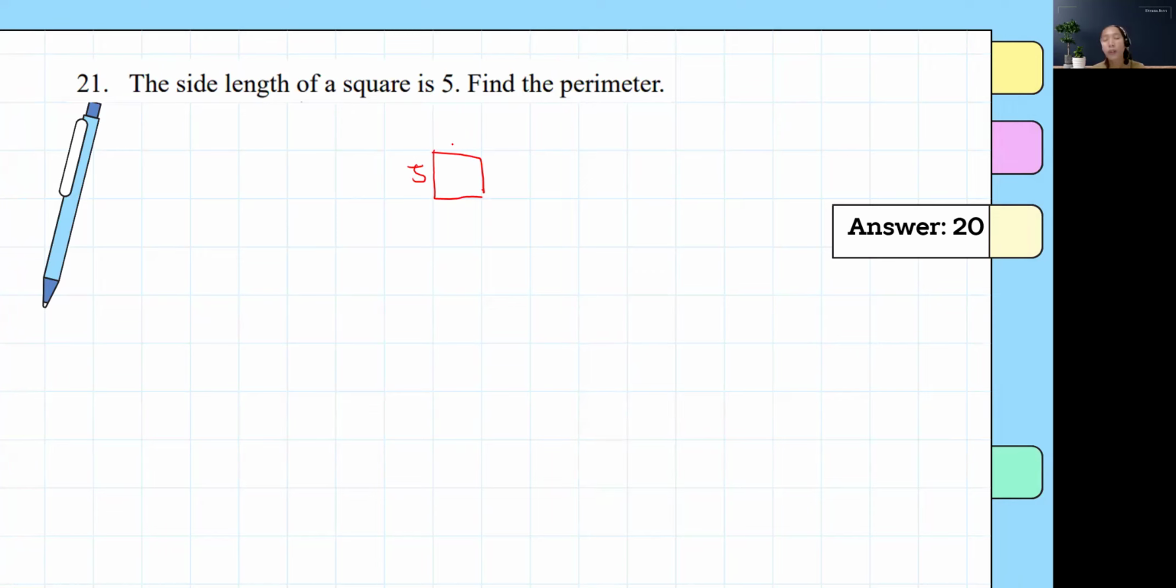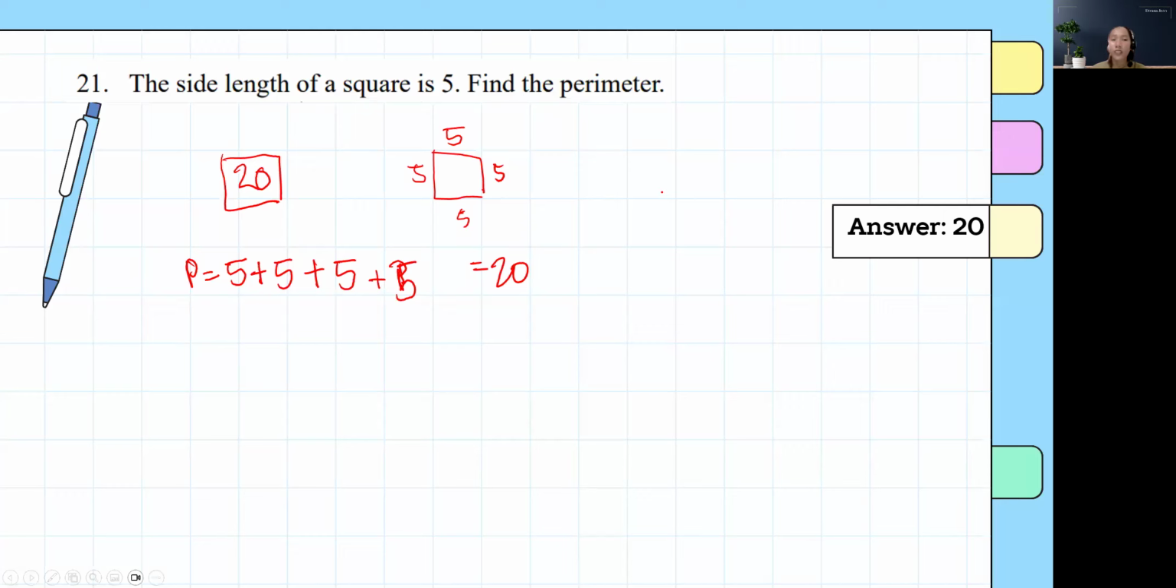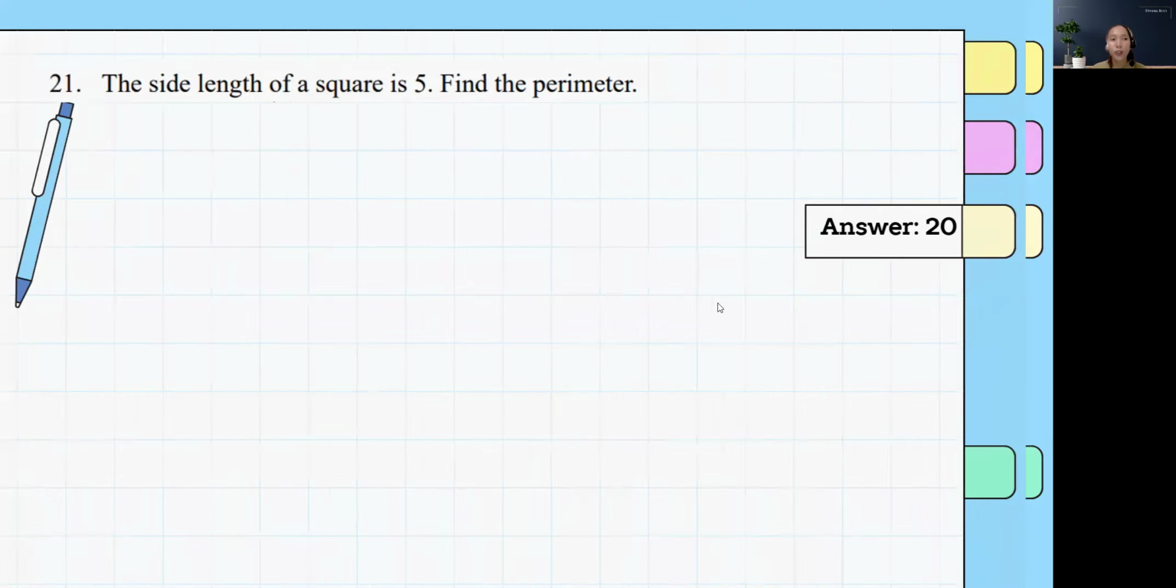So remember that the perimeter is just the total measure of the sides. So if this is 5 on this side, we know that a square has equal side lengths. So we just need to add 4 fives. 5 plus 5 plus 5 plus 5, that's equal to 20. Or you could say it's 5 times 4, right? That's for number 21. Let's proceed to number 22.